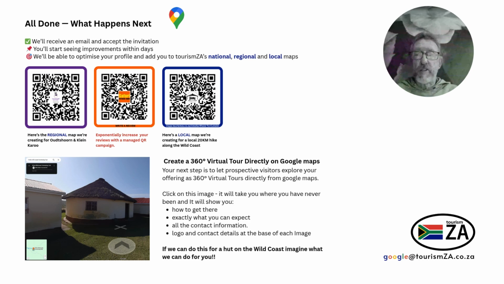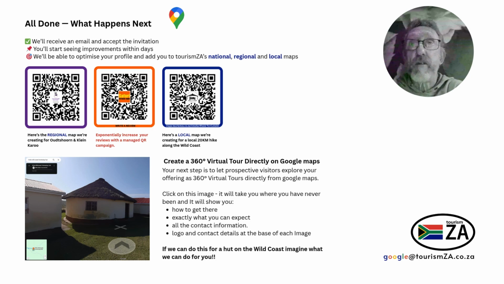Also, we'll make sure that your business gets listed onto a tourismZA map, a national, regional, local map, like the one that you see here for Oudtshoorn. Just scan the QR code and it'll show you the map that we're creating for Oudtshoorn tourism. On that note, we won't add you to any maps without getting permissions from you first.